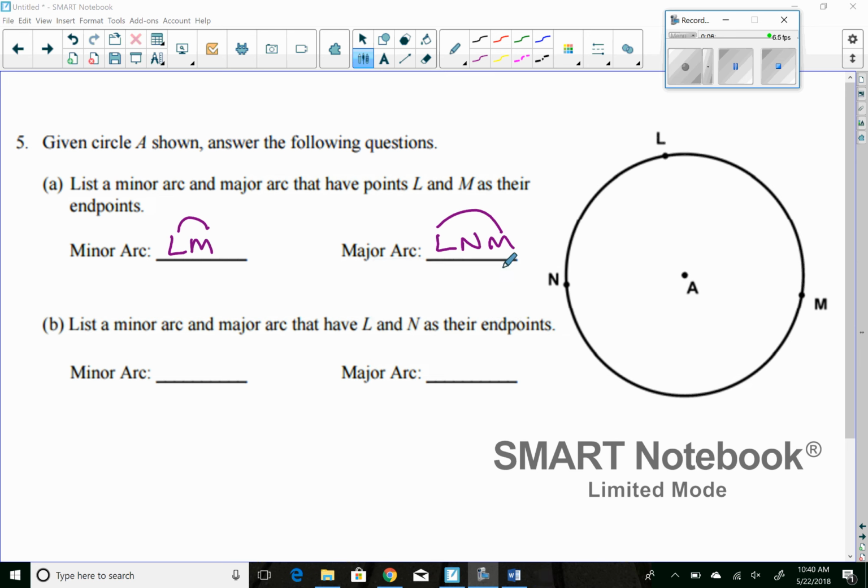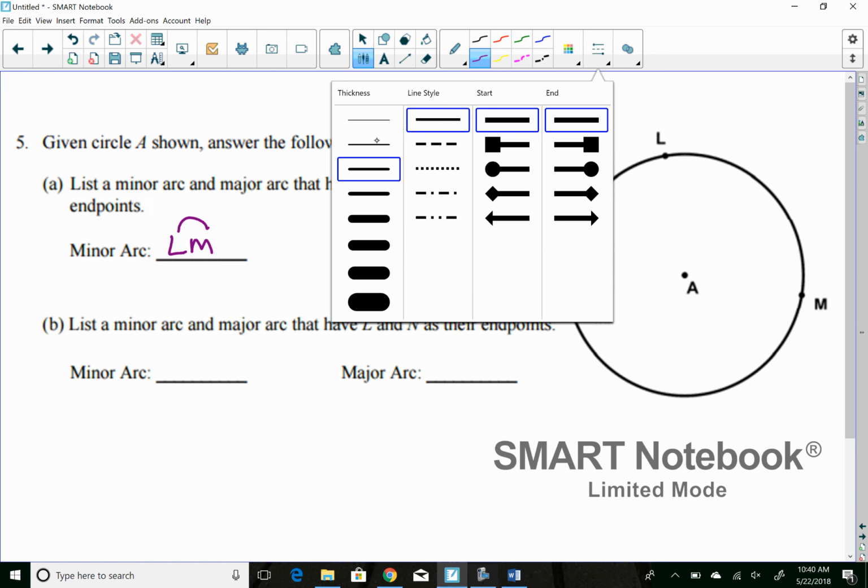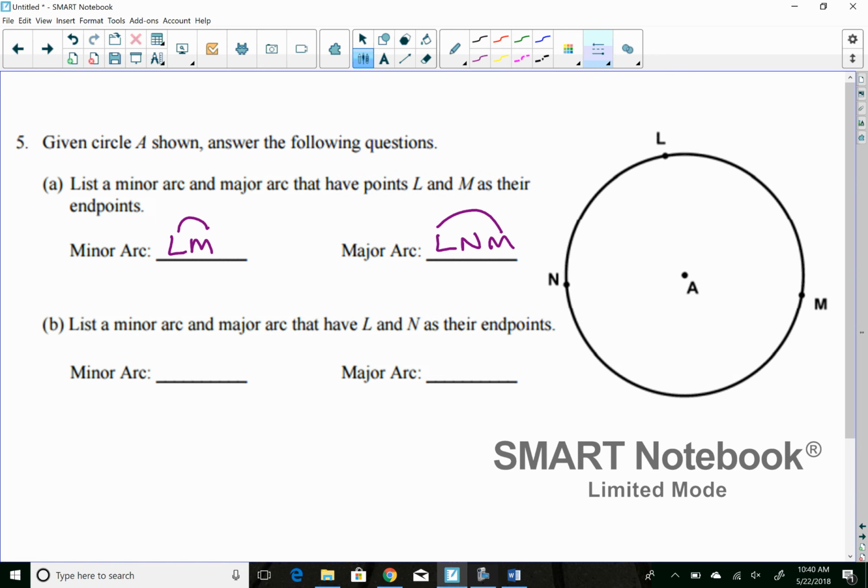So now that we have the minor arc and major arc from L and M, let's talk about the major arcs and the minor arcs from L to N, which are going to be a little bit different. So from L to N, I could just say arc LN. Right, that would be this piece here. The major arc, I'd have to go clockwise, so I'd have to start at L and pass through M to get to N. So this would be L, M, N.